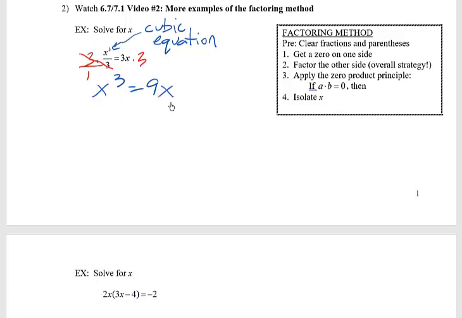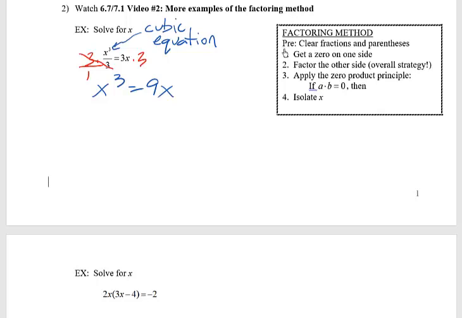A very tempting, incorrect next step that I see a lot is people want to divide both sides by x here. Maybe that sounds like a nice thing to do, but that's bad algebra. Remember, in math you cannot divide by 0, and since I don't know what x is, it's possible that x is 0. So I cannot do that. I have to follow clearly the steps in the factoring method.